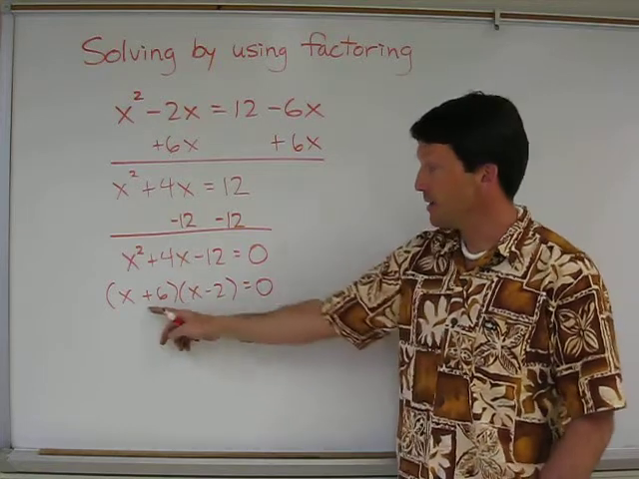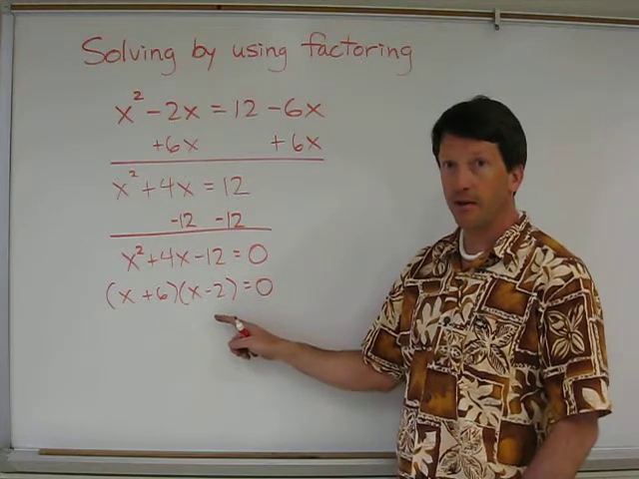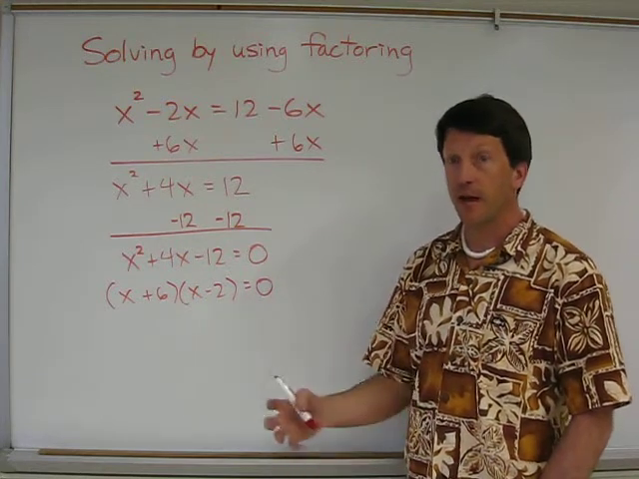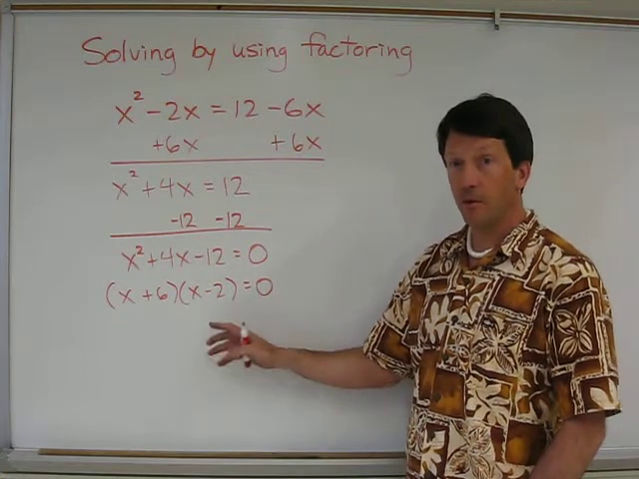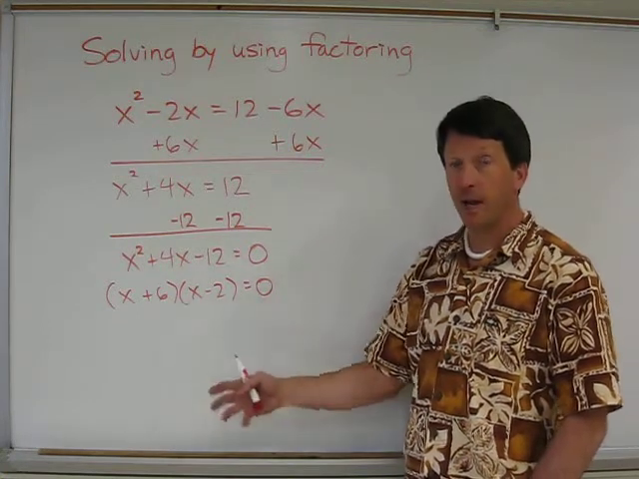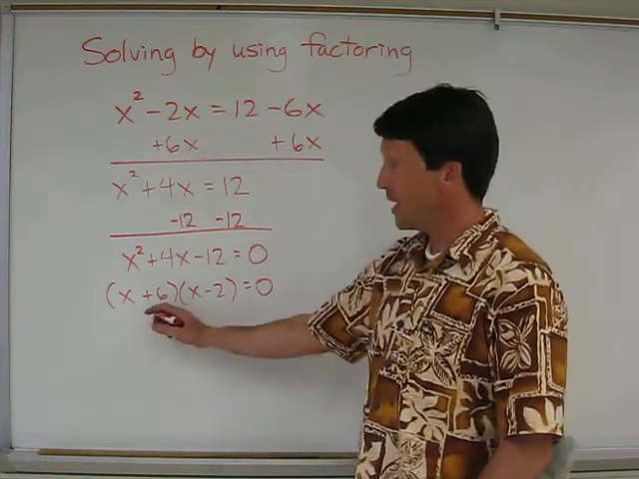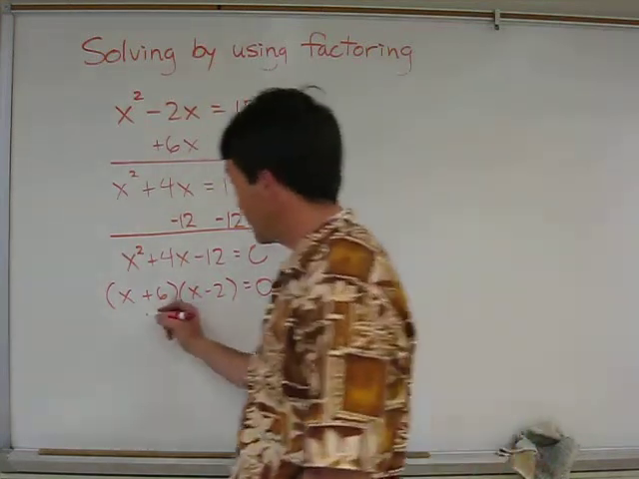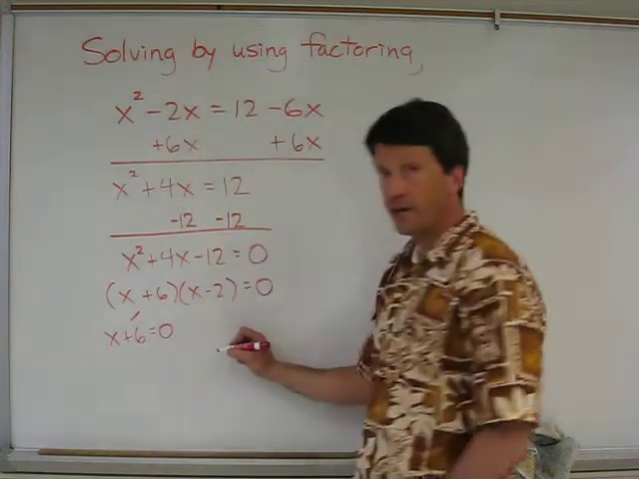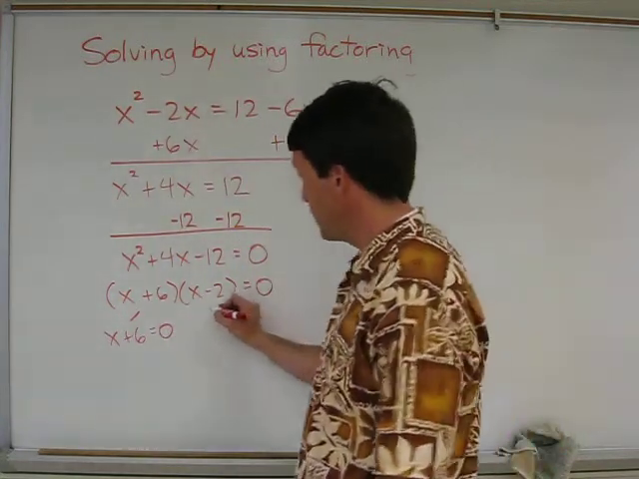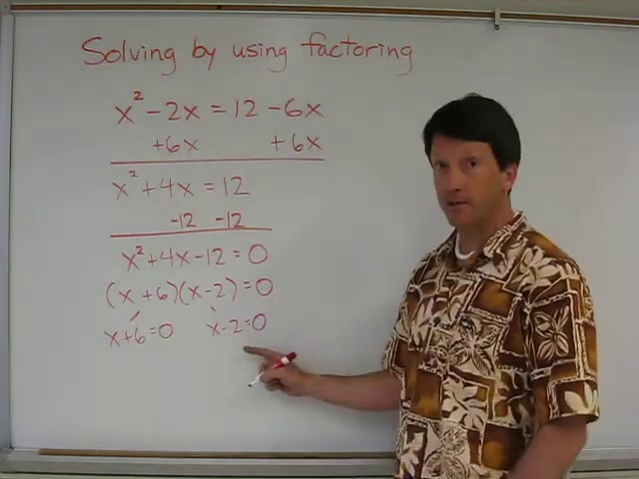Now, once we've gotten to this point, remember, you've got two things that are multiplied together to equal 0. So if that's true, then one of those factors has got to be 0. So we don't know which one it's going to be, so we have to presume that it could be either one. So underneath here now, this x plus 6 could equal 0. Or the x minus 2 could also equal 0. So I have two little equations to solve.